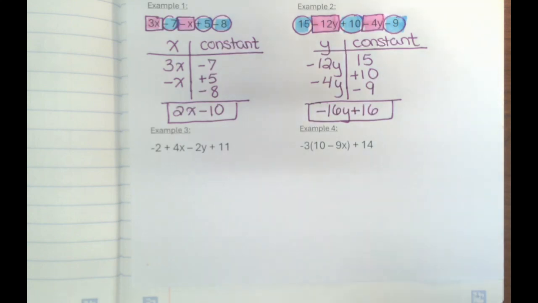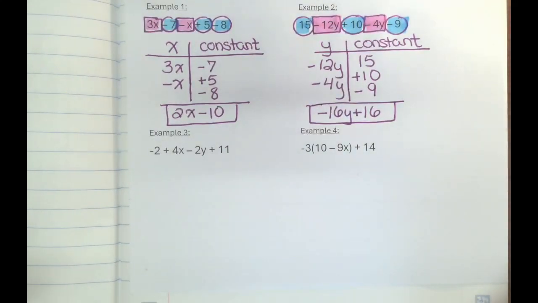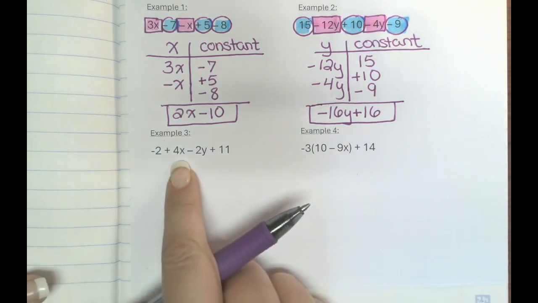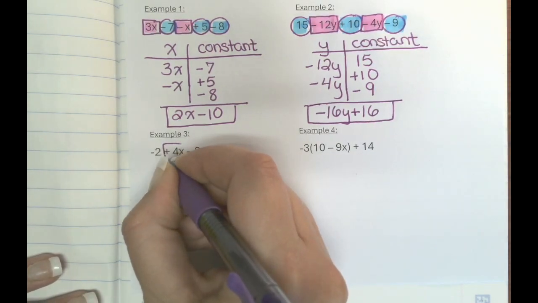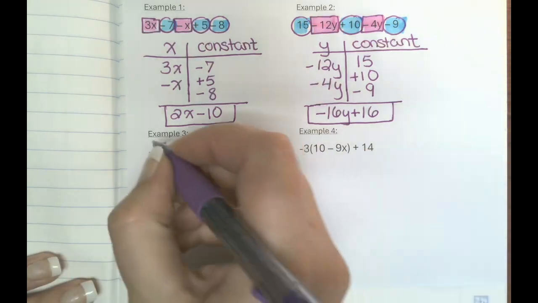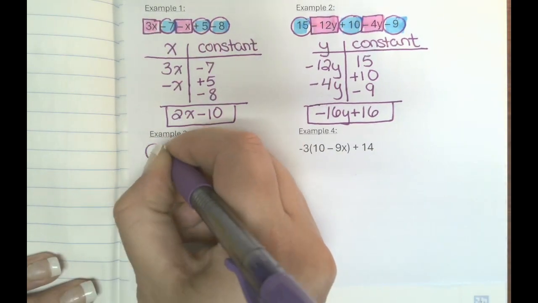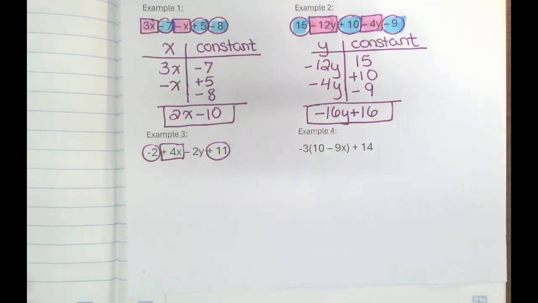If you notice example 3 here, example 3 is a little bit different in that it does have more than one type of variable. So there's actually 3 families we're going to be looking at here. I'm going to start with my x family. So I would box in my positive 4x. That's the only x term I have, right? I can circle my constants like I did in my other examples. So I just have 2 and positive 11.